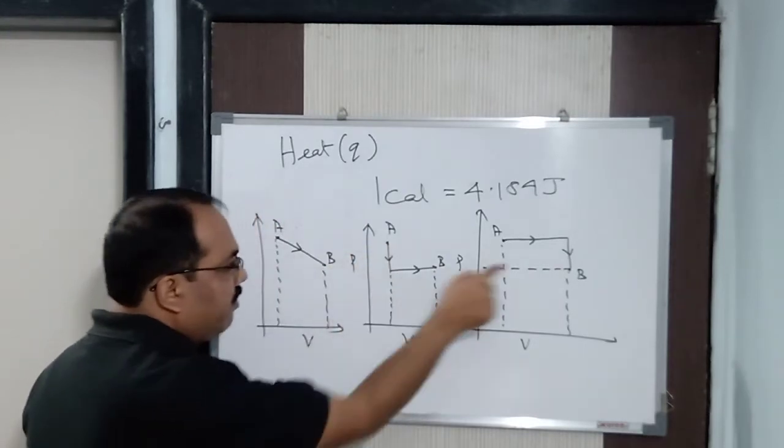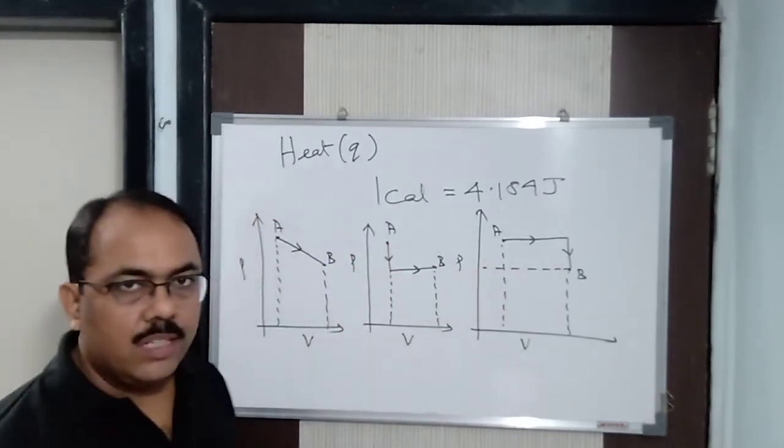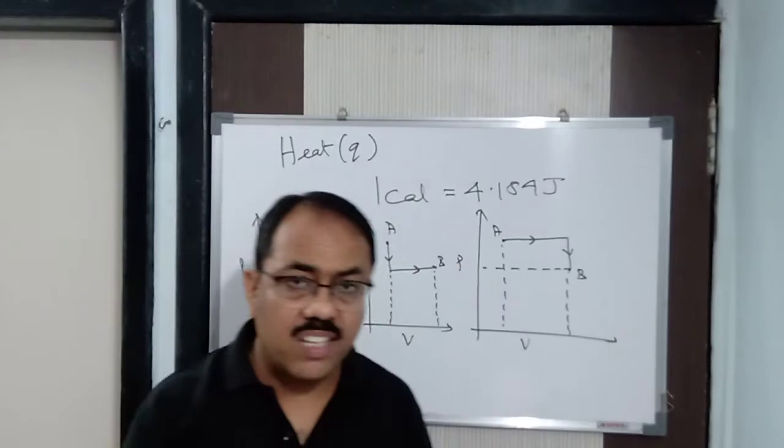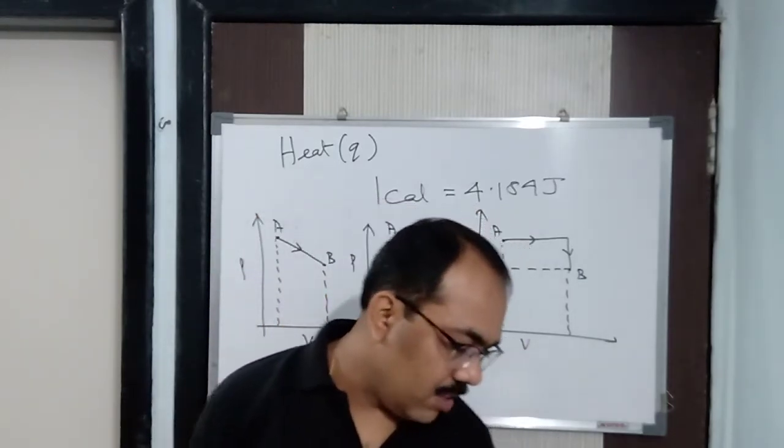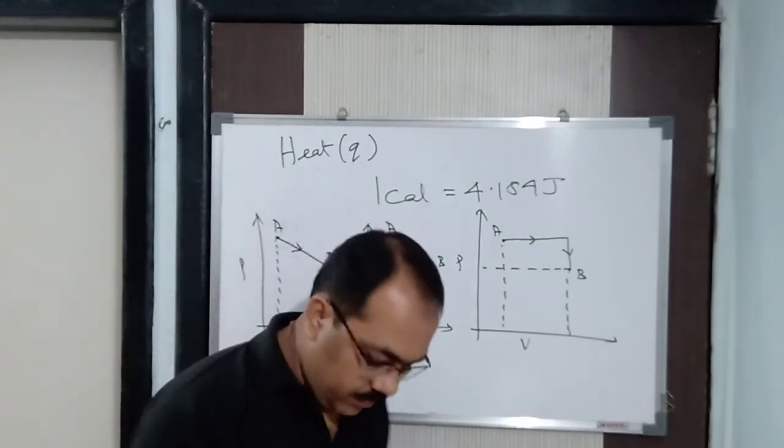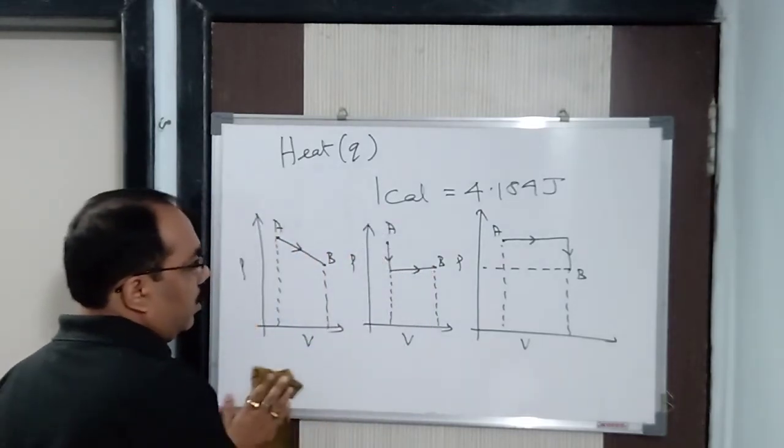But there are 3 different paths I have shown you here, due to which it proves that heat is a path function. So heat is always a path function. It's not a state function. I hope you understood this particular thing.